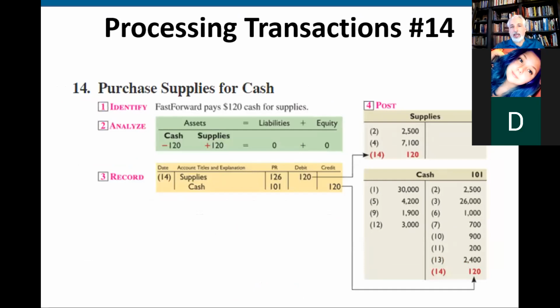Now we bought some supplies for cash. Notice we're up to journal entry number 14 in cash, of which journal entry number 4 is missing because that was a non-cash item. So we have 13 cash transactions right now and 1 non-cash transaction. We have 3 supply transactions. We got supplies of $2,500, $7,100, and $120. So what's going to happen? So we're up to $9,720 in supplies.